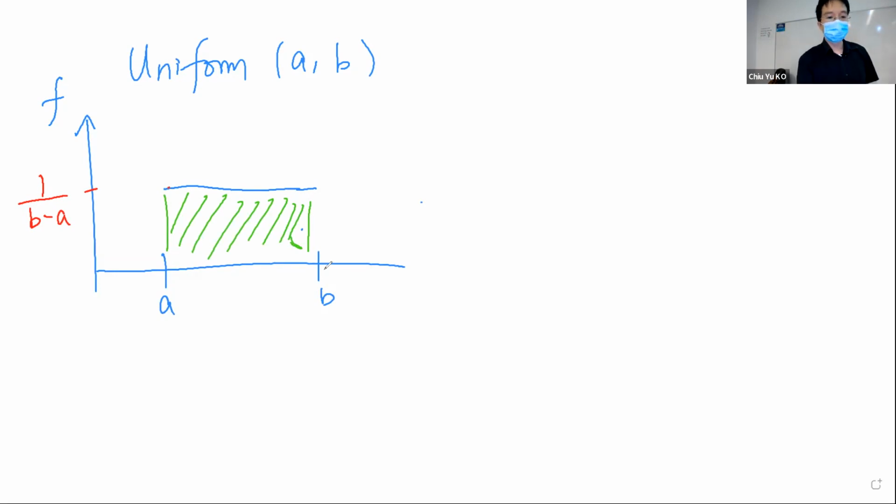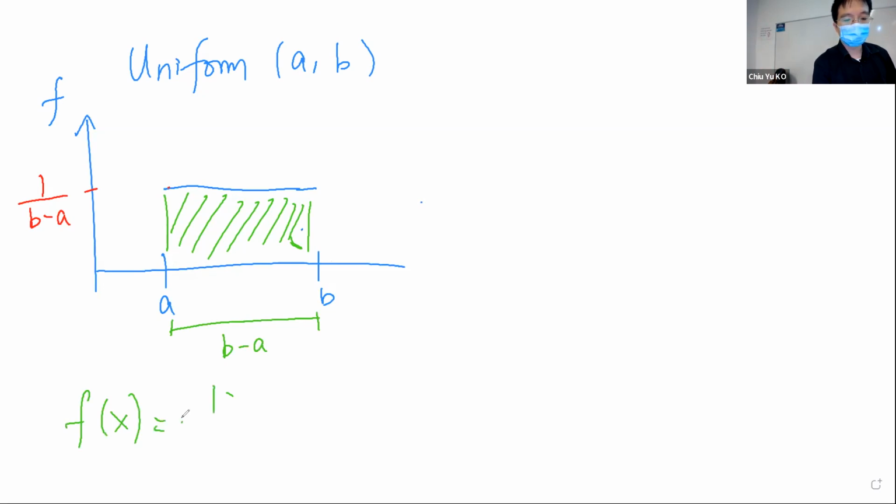Okay. So the width is B minus A, right? So the width times the height must be 1. Okay, the width is B minus A, the height must be 1 over B minus A, and if you multiply them it is 1. Okay, so that's why in the slide you will see f(x) is 1 over B minus A. That is the reason. Okay, because the product must be 1.